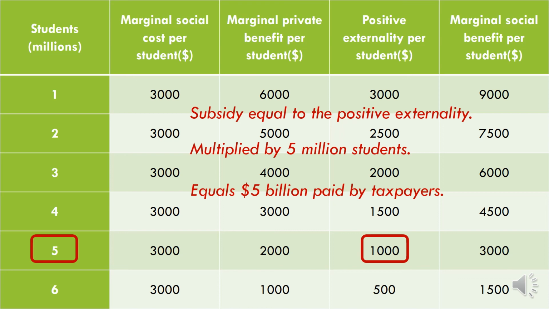As to which taxpayers pay, whether they're high income, middle income, that will depend on the tax system you have. The more progressive the tax system, the more of that $5 billion will be paid by higher income earners. The less progressive, the more of that $5 billion will be paid by middle and lower middle income earners.